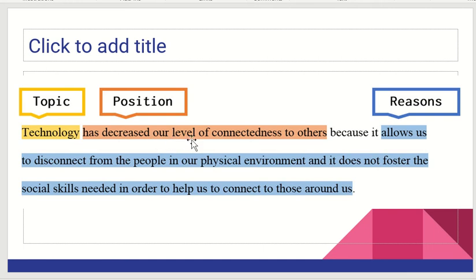Technology has decreased our level of connectedness to others because it allows us to disconnect from the people in our physical environment, and it does not foster the social skills needed in order to help us to connect to those around us. Meaning that we only have two reasons over here. We only have two body paragraphs. The first one is this: it allows us to disconnect from people in our physical environment. The second one, it does not foster the social skills needed in order to help us to connect to those around us.